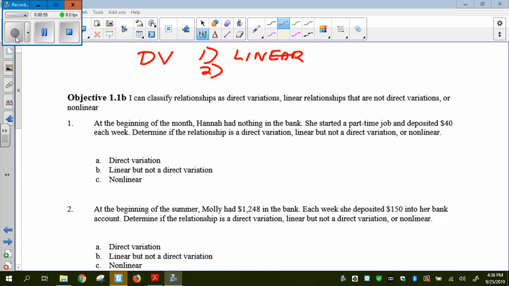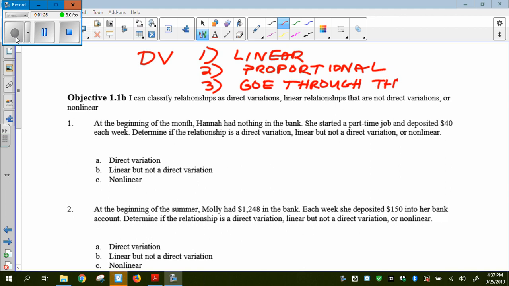Number two, it must be proportional. What that means is when you divide the y number by the x number, you always get the same amount, the same ratio. And three, and you'll find that this is always true if it's linear and proportional, it will go through the origin. The line will go through the origin, or the table will start at 0, 0. All right? So, keeping those things in mind, let's do a couple problems. Now remember, origin means the point 0, 0 on the graph.